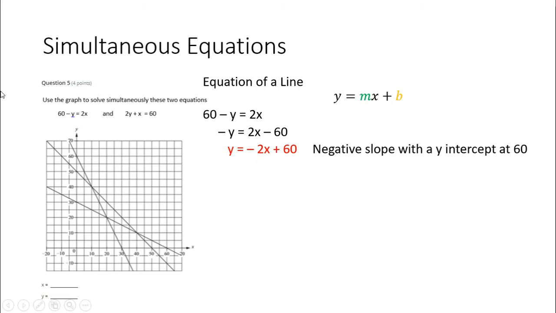So I'm looking for a line over here that's sloping downwards, and these lines are all sloping downwards, and it crosses the y-axis at 60, so that's this one here.